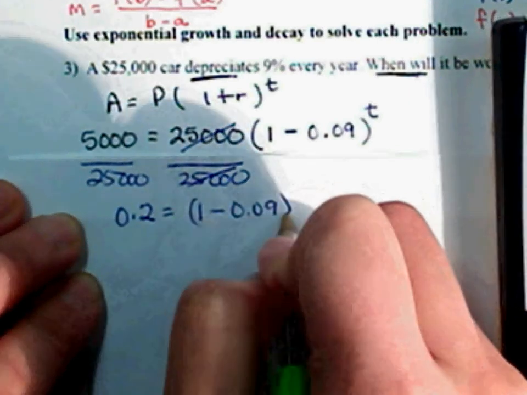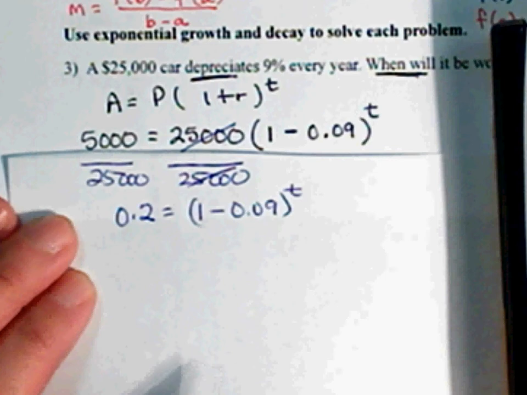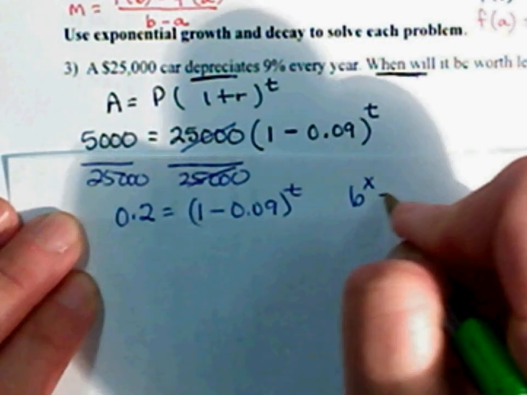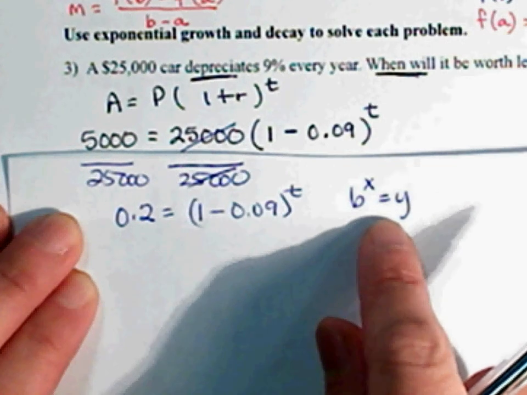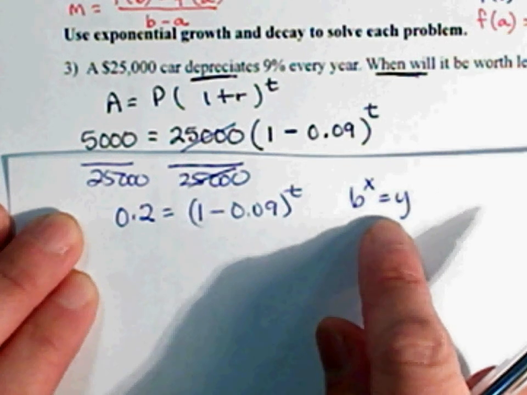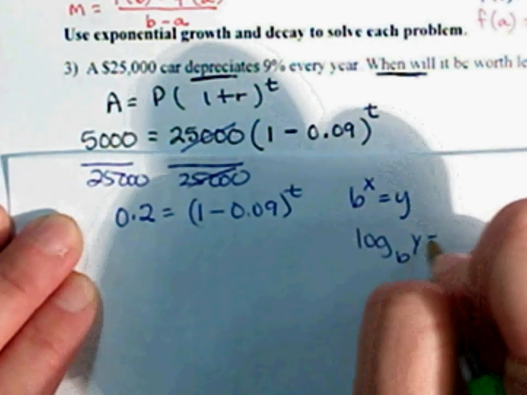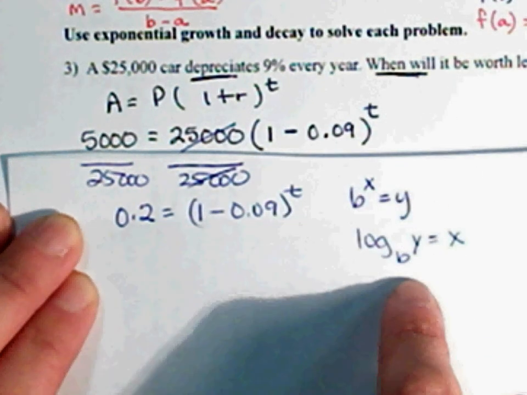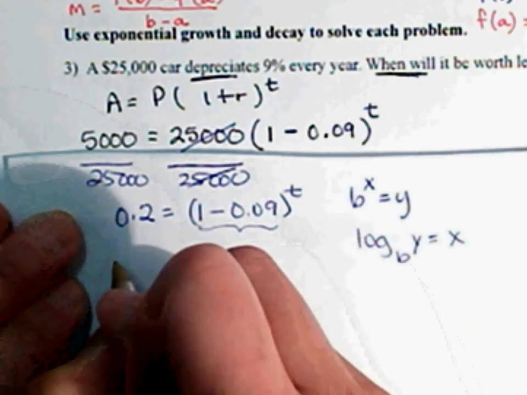Now we're going to go back to something that you have already learned. b to the x is equal to y. Remember that? You remember writing it in logarithm form. How do you write that as a log? Log base b of y is equal to x. You guys remember that? Okay. So here's your base.